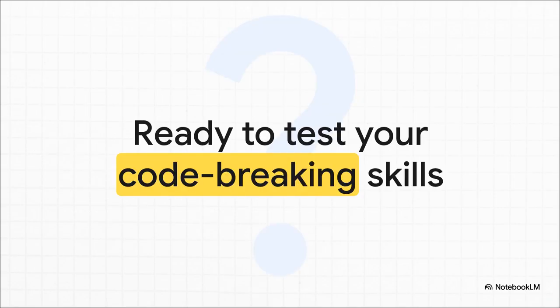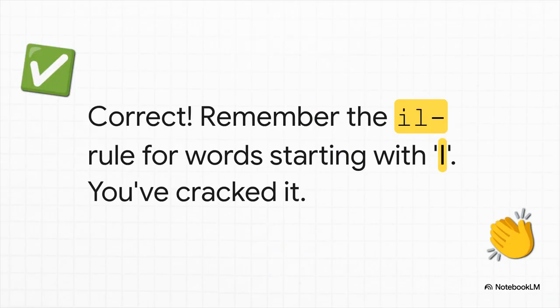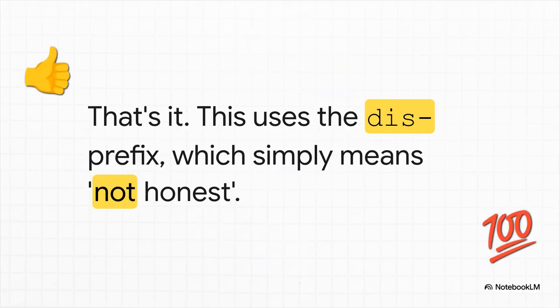Okay, we have gone over the main patterns. Are you ready to put your new code-breaking skills to the test? I think you are. Let's do a quick challenge. First one up, what is the opposite of legal? Now think back to that shape-shifting in family and its rules. Illegal. That's it. Because the word starts with an L, the prefix has to become ill. Perfect. Let's try one more. Okay, how about this one? What's the opposite of honest? Dishonest. Right again. That's one from our lightning round. The dis prefix, which just means not. See? You're totally getting the hang of this.